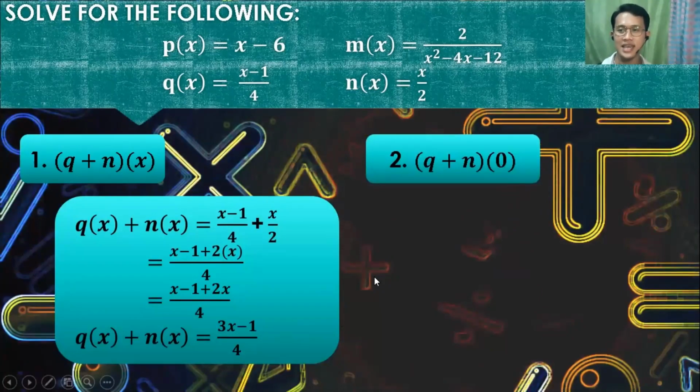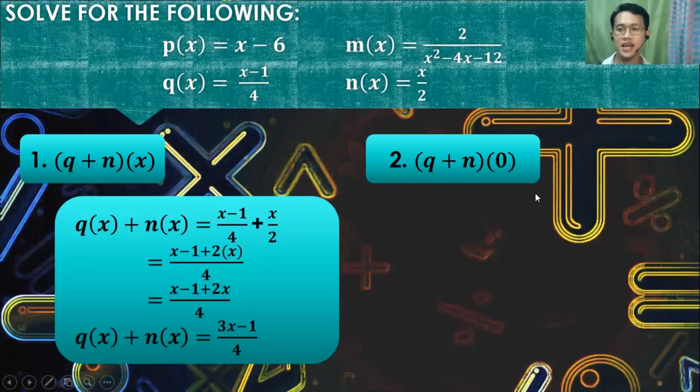Okay, I'll give you 5 seconds and then you can pause the video and try answering it on your own. The quantity of q plus n of 0. As you can see, the value of x is 0. So you apply first the evaluating of function and then proceed with the operation of function. That's how important evaluating a function is.